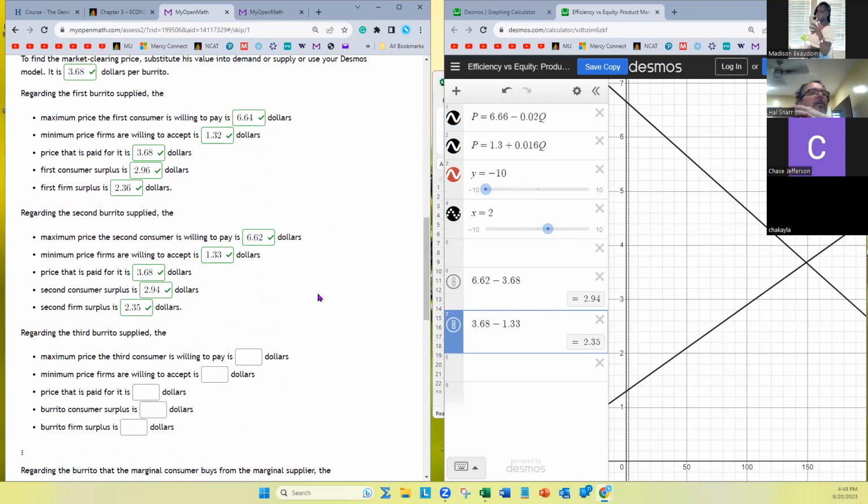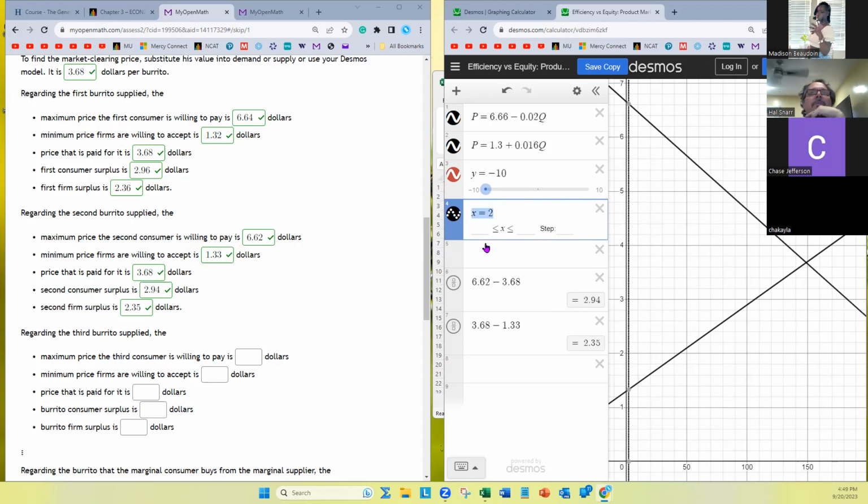Okay. Everybody got green check marks? Can you go over what the second consumer is willing to pay again just one more time? Yeah. I changed the X equal 2. See how I changed the X equal 1 to X equal 2? Right there, right? Did you do that in Desmos? I got it now. Thank you so much. Okay, good. All right, sweet.